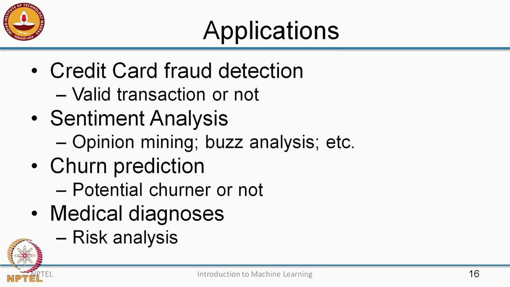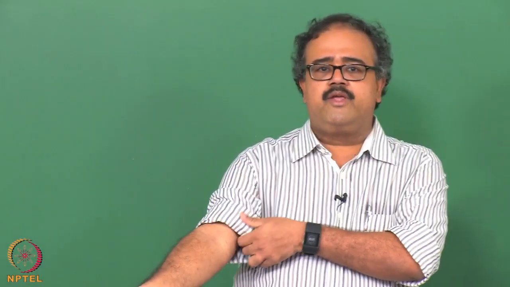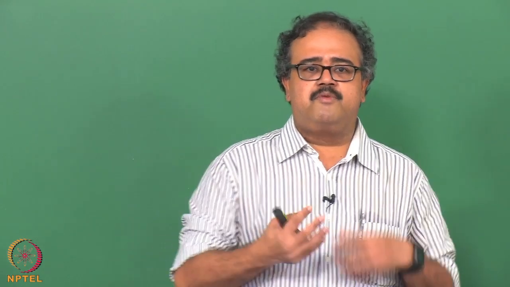You could look at, say, fraud detection. So, you have some data where the input is a set of transactions made by a user, and then you can flag each transaction as a valid transaction or not. You could look at sentiment analysis, variously called opinion mining or buzz analysis, etc., where I give you a piece of text or a review written about a product or a movie, and then you tell me whether the review is positive or negative, and what are the negative points that people are mentioning, and so on and so forth. That is again a classification task.